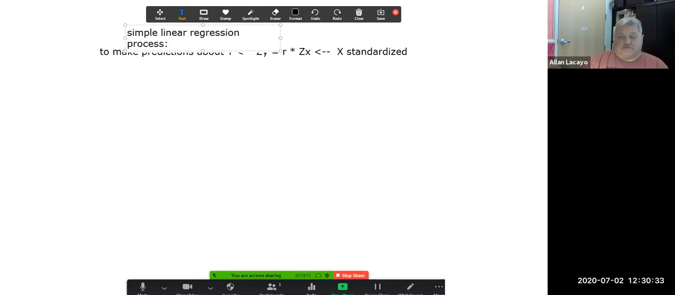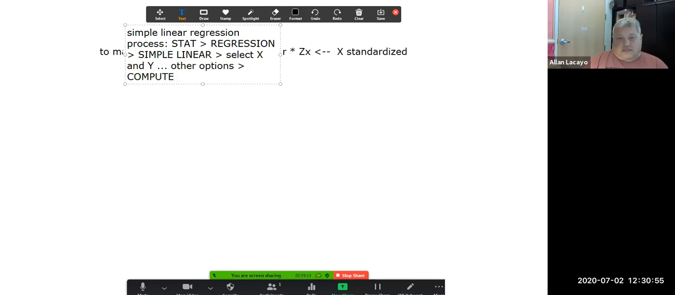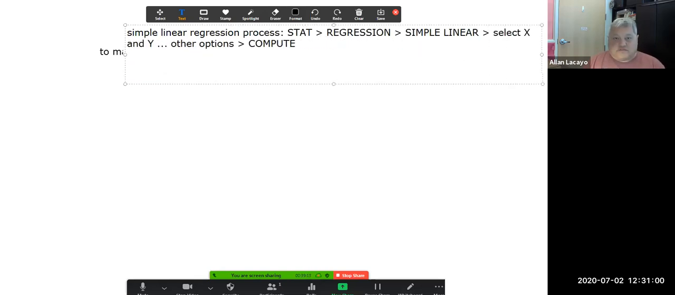The subject of our next video, where we use Stat, Regression, Simple Linear, where we select X and Y and other options in order to compute and get the resulting relationship statistics between X and Y.